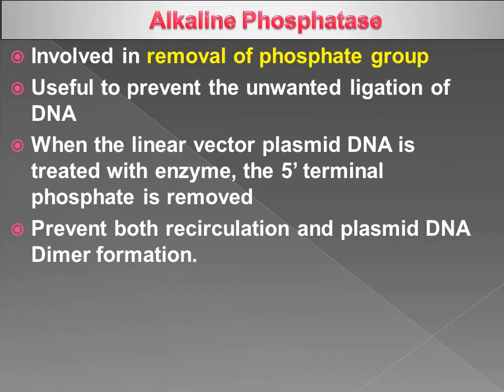The next one is alkaline phosphatase. It is involved in removal of phosphate group. It is useful to prevent the unwanted ligation of DNA. When the linear vector plasmid DNA is treated with the enzyme, the 5' terminal phosphate is removed and it prevents both recircularization and plasmid DNA dimer formation. So it will not affect the further process. So this is the role of alkaline phosphatase.